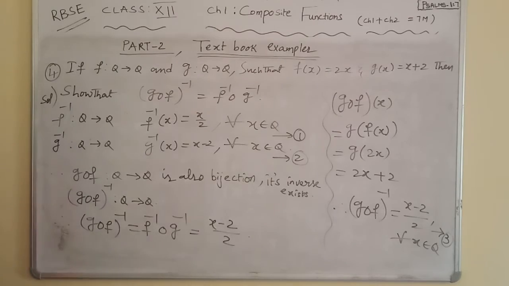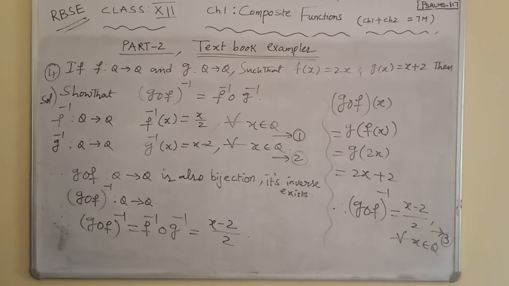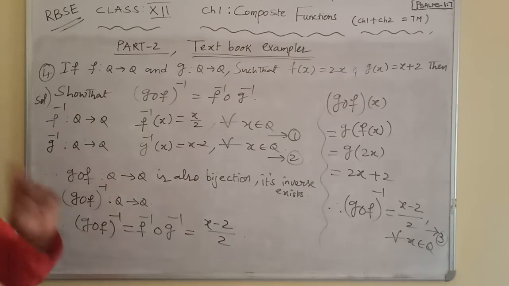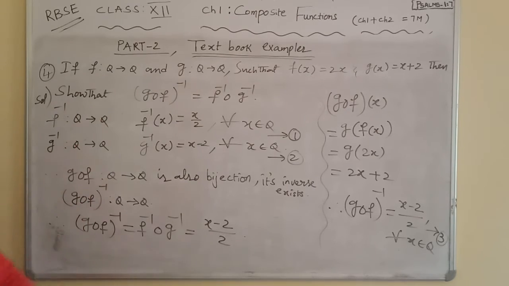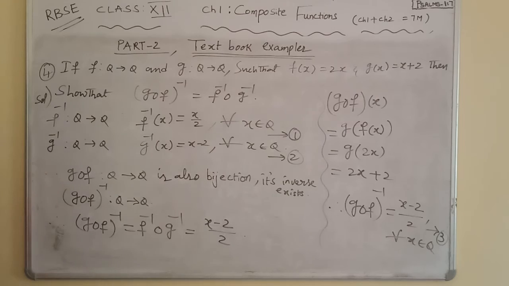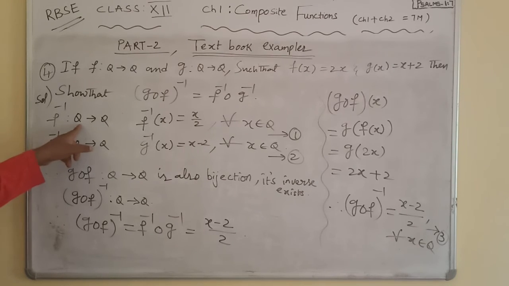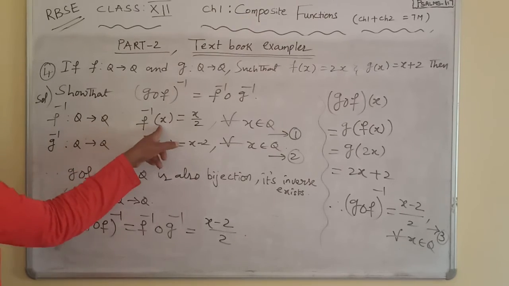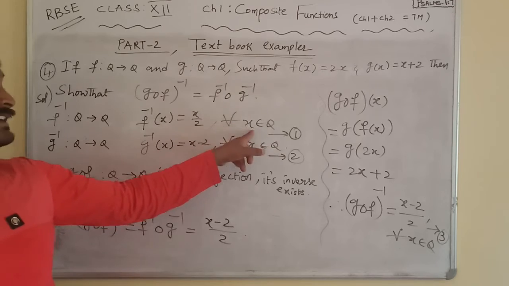Here both are linear functions. Because of that reason, both are one-to-one and onto. If one-to-one and onto holds, then f inverse and g inverse both exist. That's what is written here: f⁻¹ maps Q to Q and g⁻¹ maps Q to Q. Then f⁻¹(x) is equal to x/2 for every x belongs to Q.